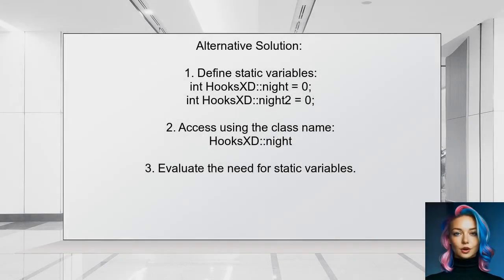An alternative solution suggests that you need to define the static variables night and night2 in your CPP file. This is necessary because they are declared as static. You can do this by adding the lines int hooksxd::night = 0; and int hooksxd::night2 = 0;. Additionally, when accessing these variables, use hooksxd::night instead of lmao.night since they are static. Lastly, consider if you really need them to be static.